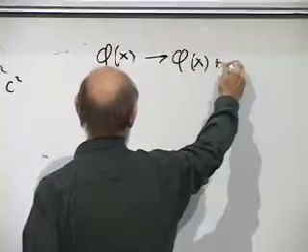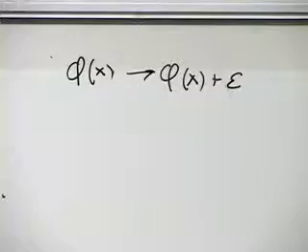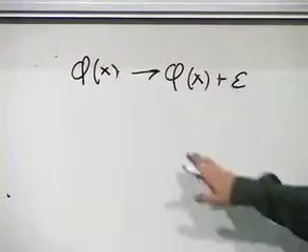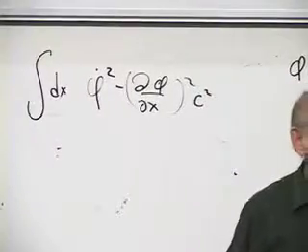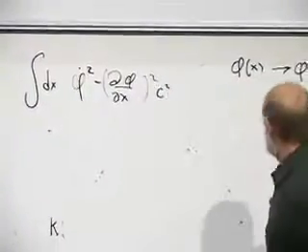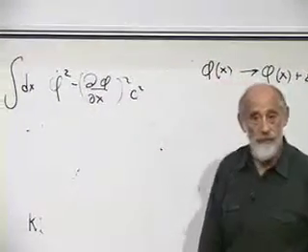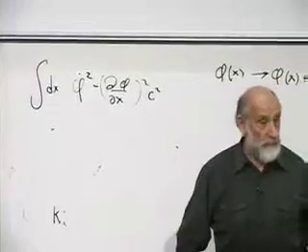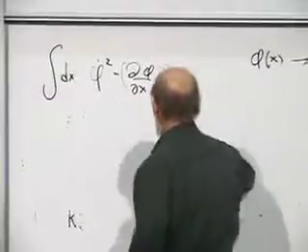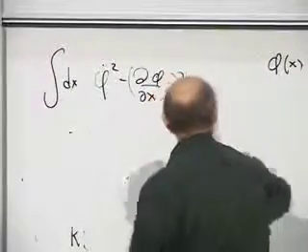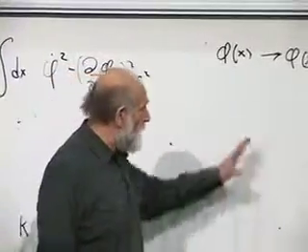Phi of x plus epsilon. This is a uniform shift of phi everywhere. Why is this a symmetry? Well, supposing I shift phi, what happens to phi dot? Nothing, because I'm assuming that epsilon here is constant. What happens to d phi by dx? Epsilon is a constant, remember, it's just a number. Nothing happens. So this Lagrangian doesn't change when you shift phi. That means that there must be a conserved quantity. What is that conserved quantity?